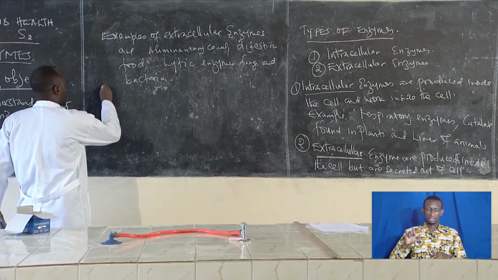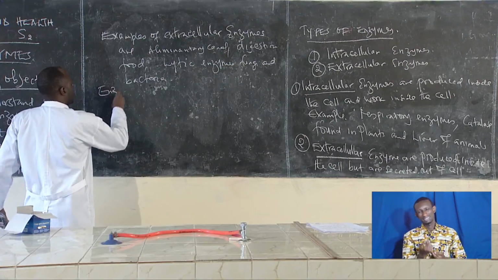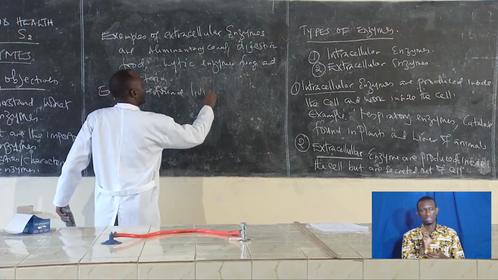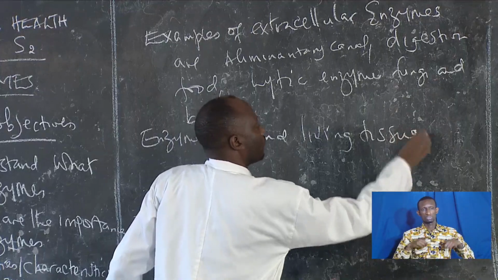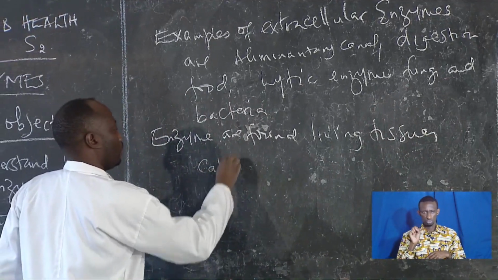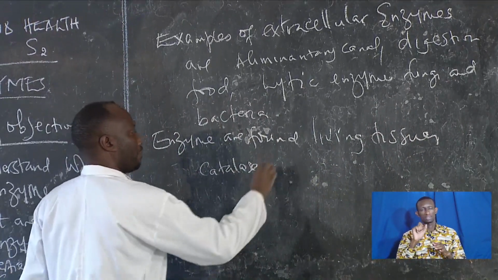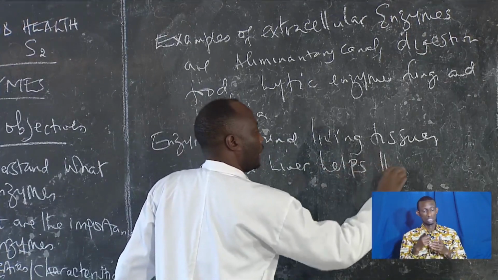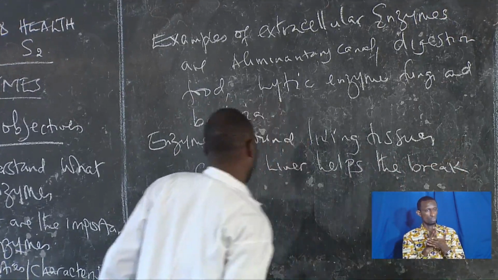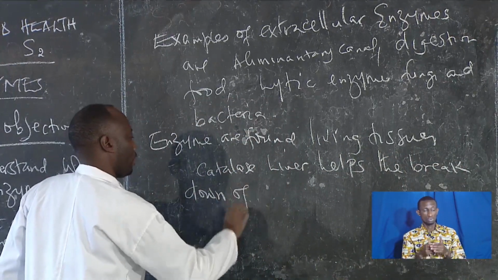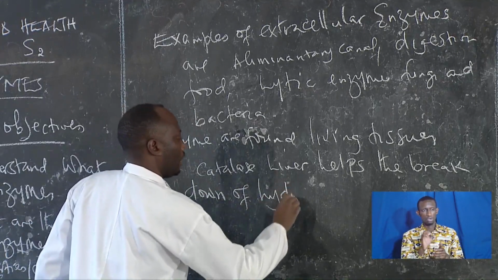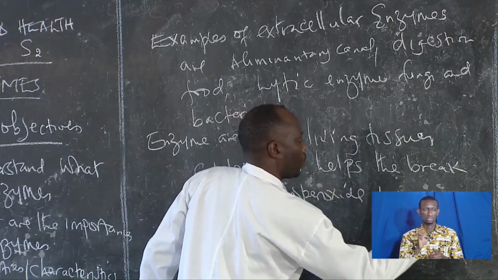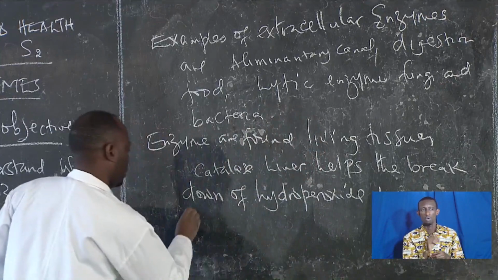We also say that there are some enzymes that are found in living tissues. Examples of living tissues, we have the catalase enzyme, which is found commonly in the liver, which helps in the breakdown of hydrogen peroxide into water and oxygen.